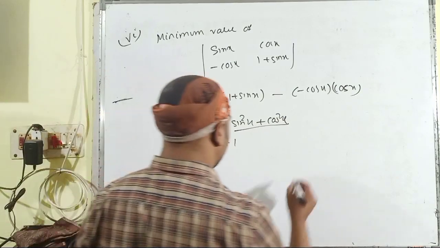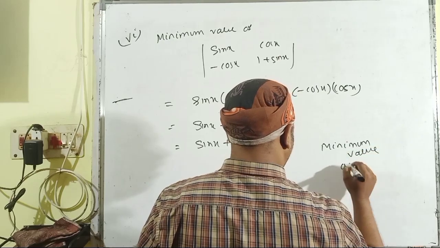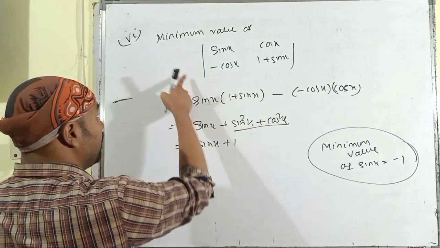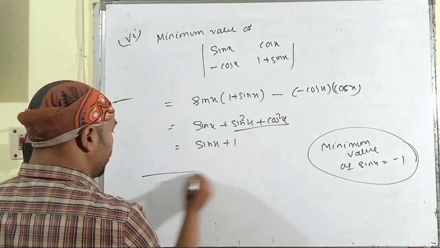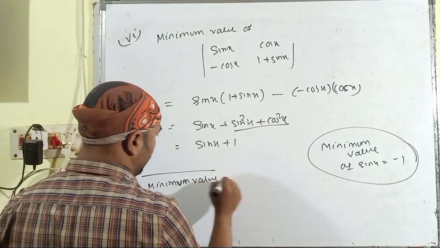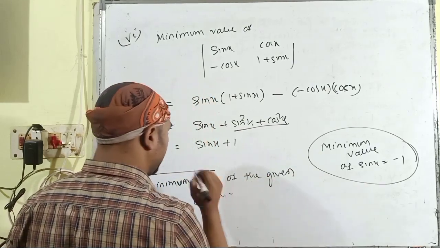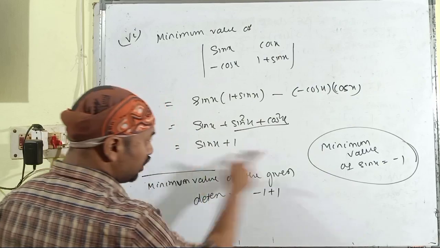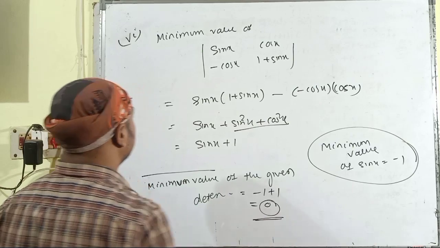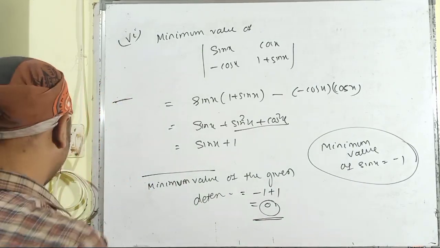As the minimum value of sin x is equal to minus 1, the minimum value of the given determinant is equal to minus 1 plus 1. Just putting this minus 1 in place of sin x, this is equal to 0. Hence this is the result of the sixth bit. Then moving towards the next.